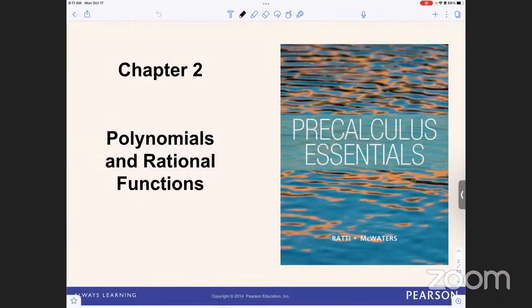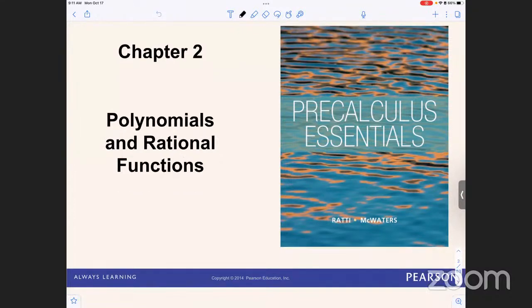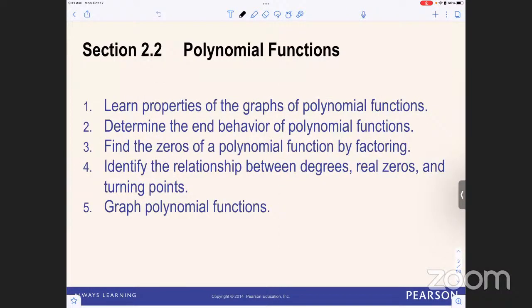We're continuing chapter 2, polynomial and rational functions. Today we're going to work on section 2.2, polynomial functions. Some objectives: we'd like to learn properties of the graphs of polynomial functions, determine the end behavior of polynomial functions, find the zeros of a polynomial function by factoring. This one's big on factoring. Identify the relationship between degrees, real zeros, and turning points, and graph polynomials.